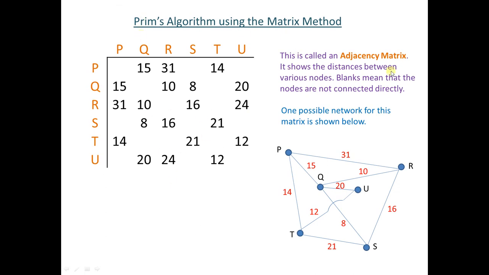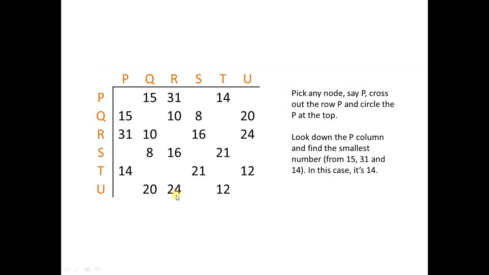This matrix here, this adjacency matrix, shows this diagram here. For example, this number here, 10, shows that R and Q are connected by an arc of weight 10. There it is, R to Q, weight 10. And this 21 here shows that T and S are connected with an arc of weight 21. There. Right, so how do we use this matrix?